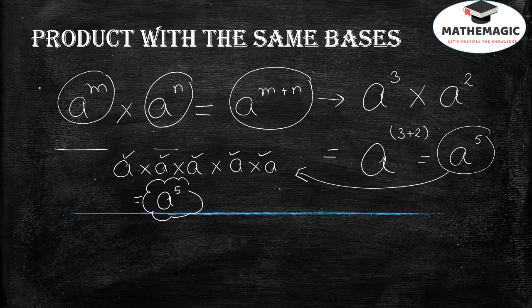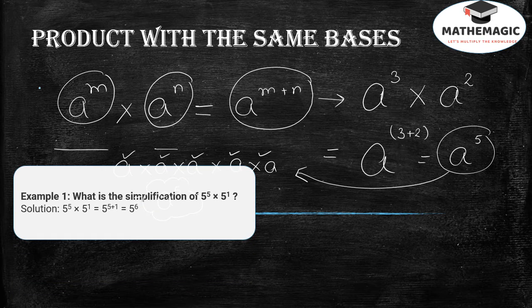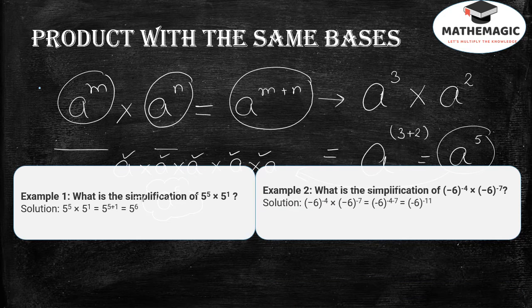Let's see some examples. What is the simplification of 5 raised to the power 5 times 5 raised to the power 1? Yes, it should be 5 raised to the power 6. What is the simplification of minus 6 raised to the power minus 4 times minus 6 raised to the power minus 7?